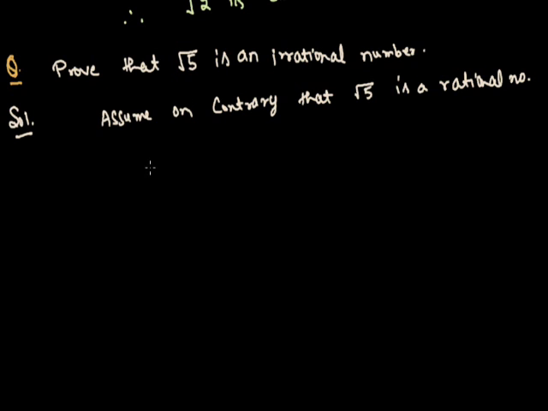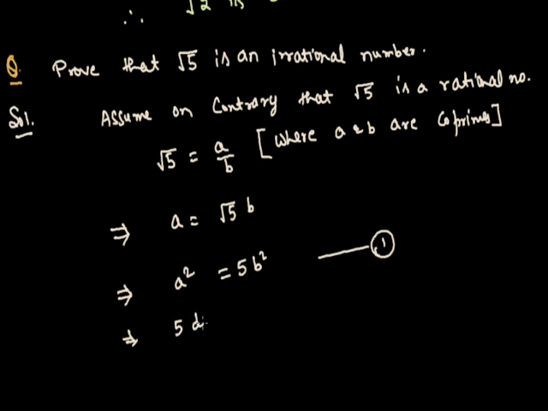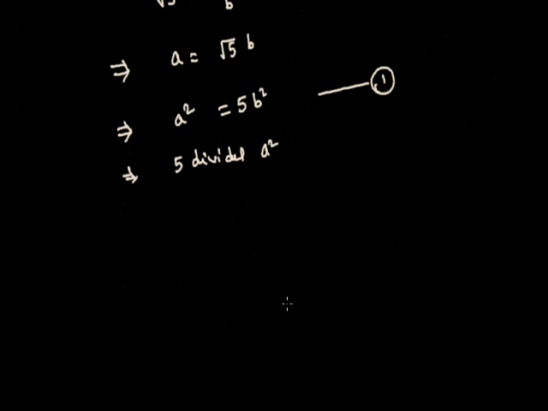If root 5 is a rational number, it can be represented in the form of a upon b, where a and b are coprimes. So we can say a equals root 5 b. Now squaring both sides, a square equals 5b square. Let this be the first equation. It means 5 divides a square.